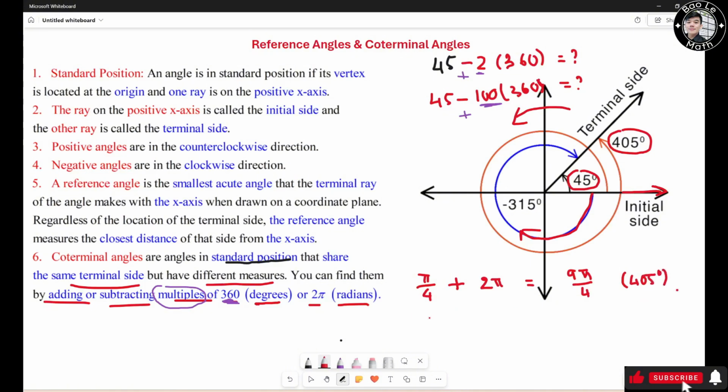Now, I can subtract 2 pi from pi over 4, so it's going to be negative 7 pi over 4. And this is the same thing as negative 315 degrees.